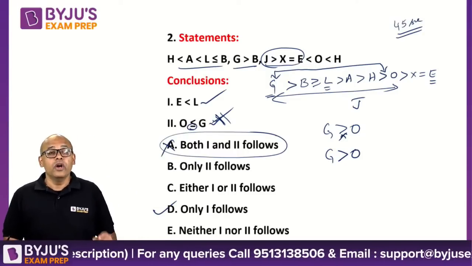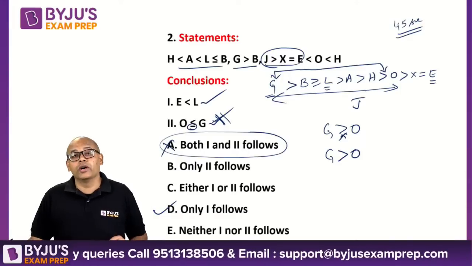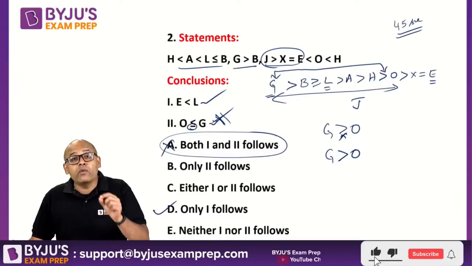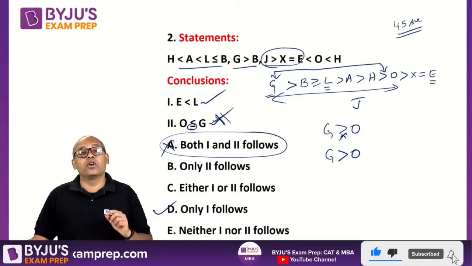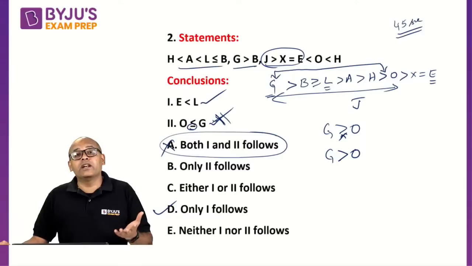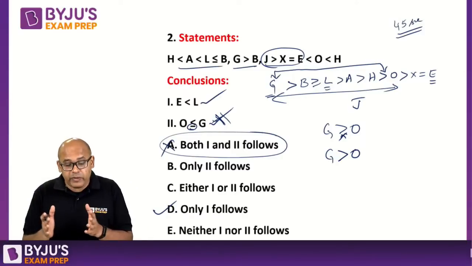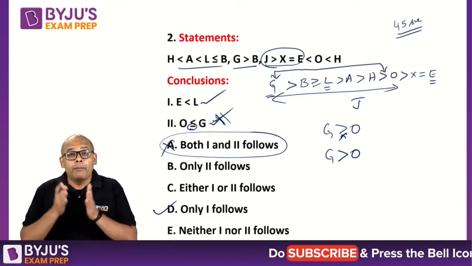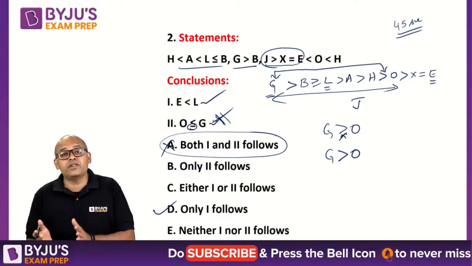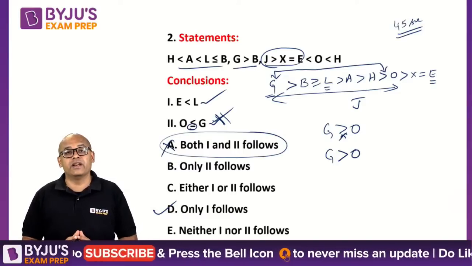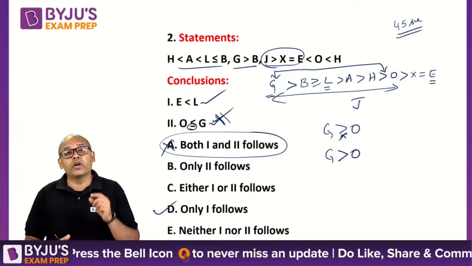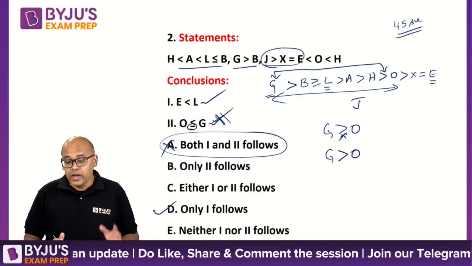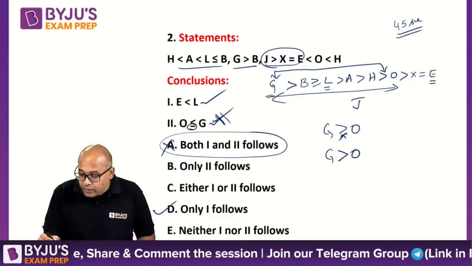Only one will follow. But please understand, why is 2 wrong? You need to understand 2 is wrong because the equal to sign is what is making it wrong. It is not that we cannot establish a relationship between O and G. We were able to establish a relationship between O and G. But the relationship that we established is different from the relationship that is given there. Hence, only one will follow, because whenever you are sure A is greater than B, equal to should not be there.